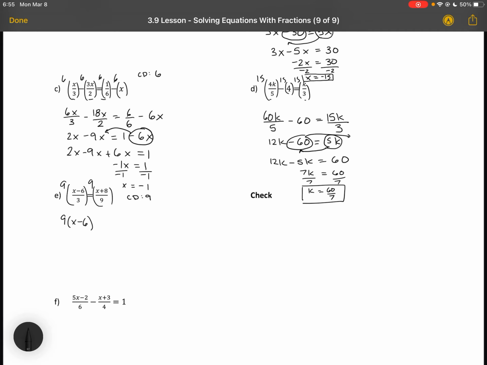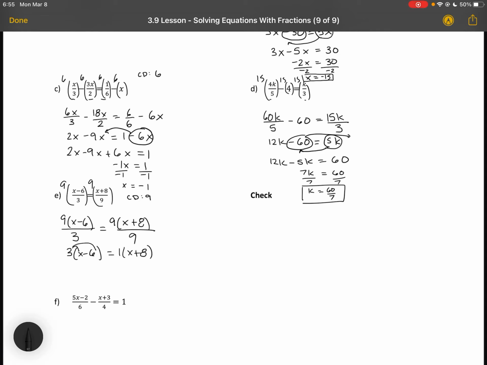Multiplying that out gives me 9 times x minus 6 divided by 3, and then 9 times x plus 8 divided by 9. Because there are two terms in the top, they are affected, both of them, when I multiply by that common denominator, which is why I've left them in the brackets. Before I expand, I'm going to do my division. So 9 divided by 3 leaves me with 3. 9 divided by 9 leaves me with 1.